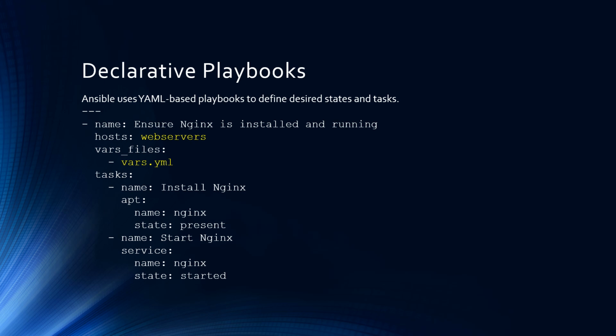vars_files indicates where to load variables from. Tasks list the actual operations to perform. Each task in the playbook is idempotent, meaning you can run the playbook multiple times safely. If Nginx is already installed and running, Ansible won't try to reinstall it or restart the service unnecessarily.